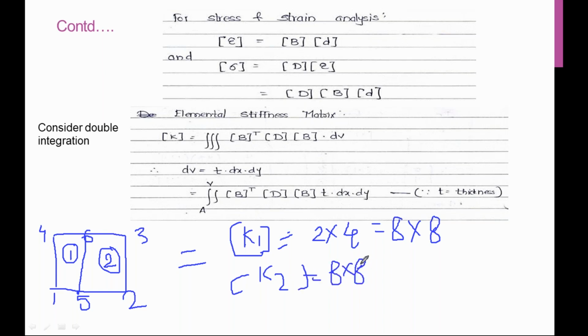Now tell me the size of the global stiffness matrix, that is capital K global, so I am writing here G. How many degrees of freedom? 2. Now don't get confused. How many total number of nodes? 1, 2, 3, 4, 5, 6. Total number of nodes is 6. So it is a 12 by 12 matrix. Now in this 12 by 12 matrix, what is the position of this K1 matrix? What will be the position of the K1 matrix?